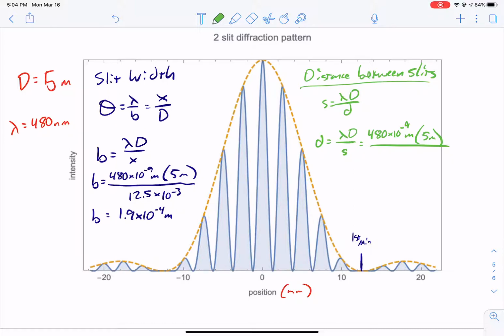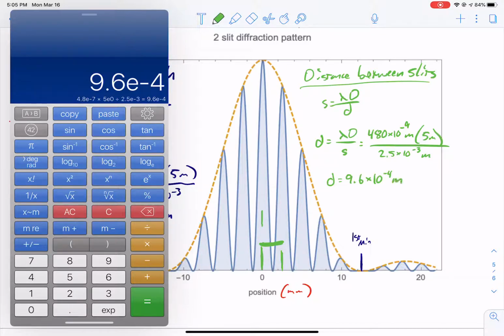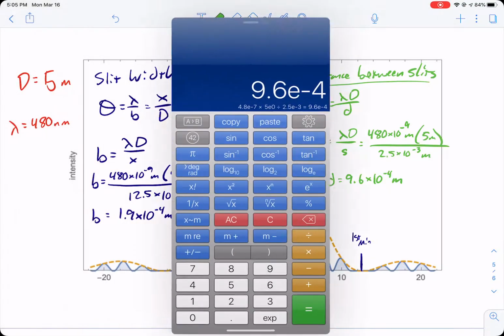Really, I could pick any two fringes. I think the easiest is to just pick the middle one, which starts at 0, and go to the first. And that looks like a spacing of about 2.5. Let's go with 2.5 times 10 to the negative 3 meters. And to use my calculator again, we're going to say 480 times 10 to the negative ninth, multiplied by 5, divided by 2.5 times 10 to the negative third. And I'm going to get the distance between the slits is equal to 9.6 times 10 to the negative fourth meters, or about a millimeter. The two slits are about a millimeter apart.